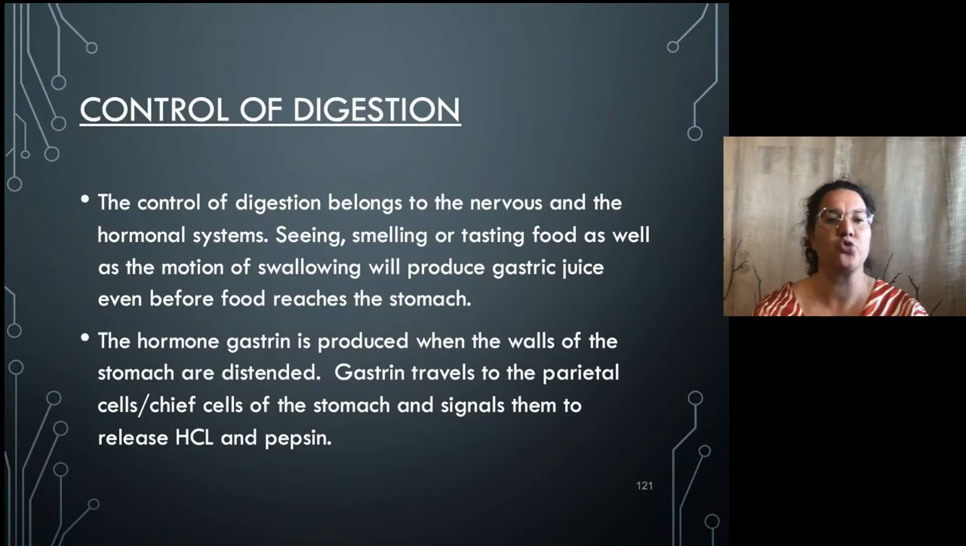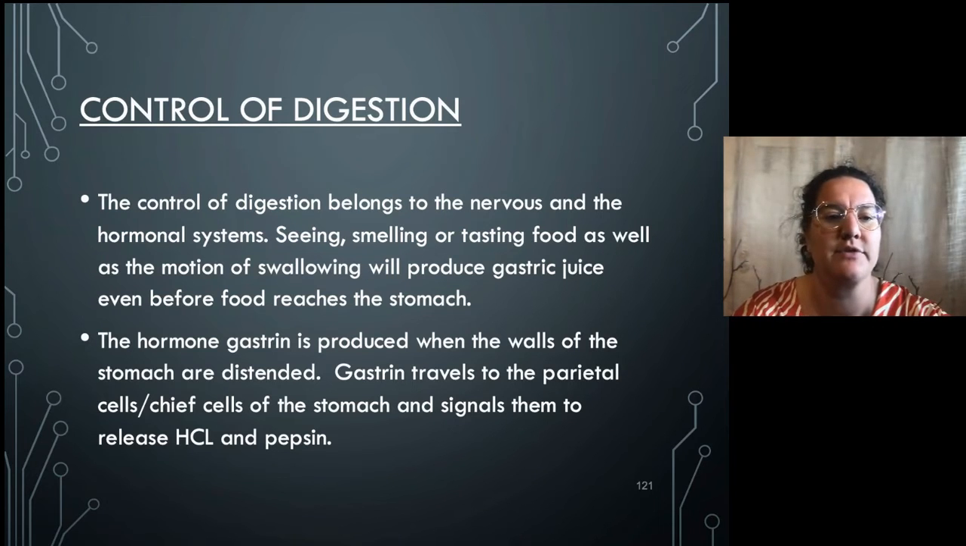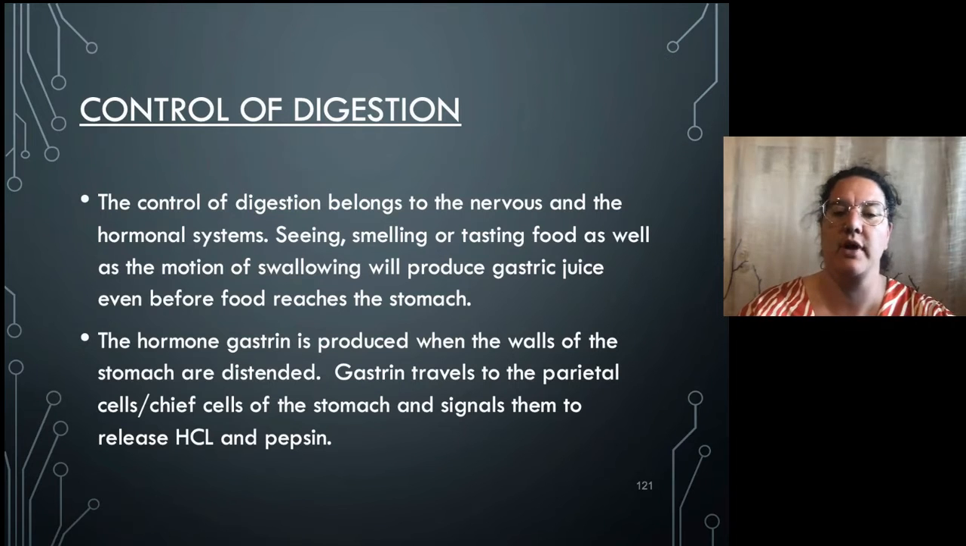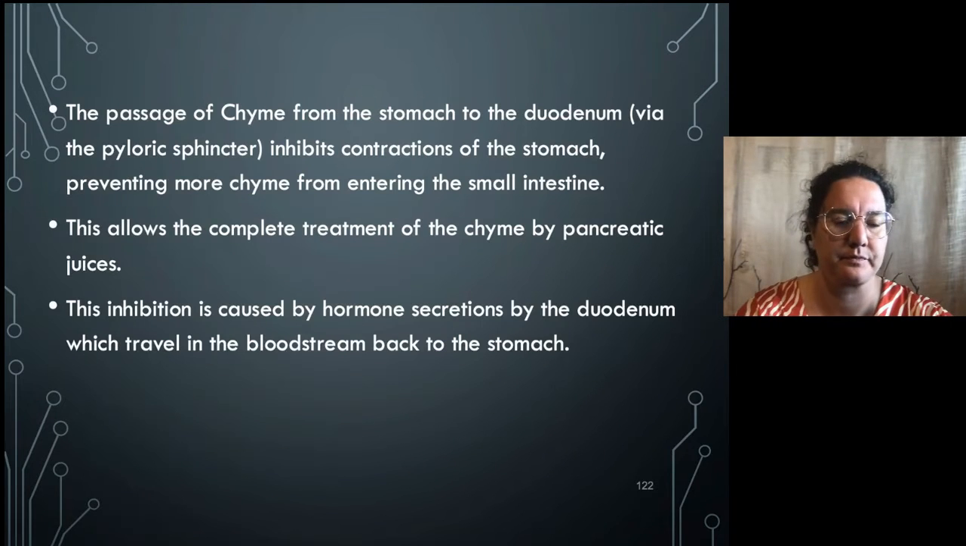So when we're looking at controlling digestion, this control belongs to the nervous system and hormonal system. We'll see, smell, and taste food. This will cause our mouth to water, which produces those first salivary amylases. Swallowing produces gastric juices. The hormone gastrin is produced when the walls of the stomach are distended, so when they're stretched. So these travel to the parietal cells in the stomach and signal them to release hydrochloric acid and pepsinogen.